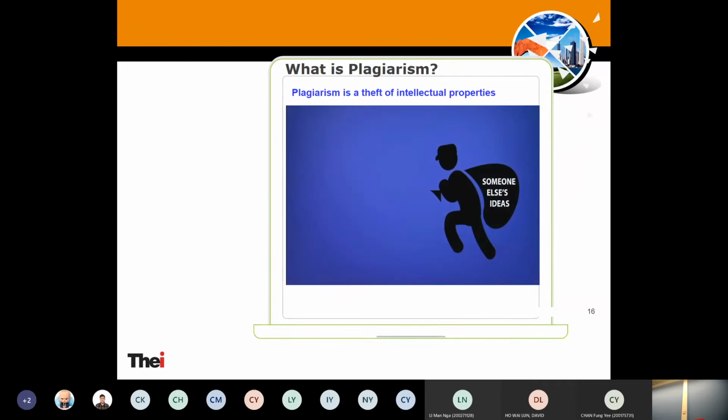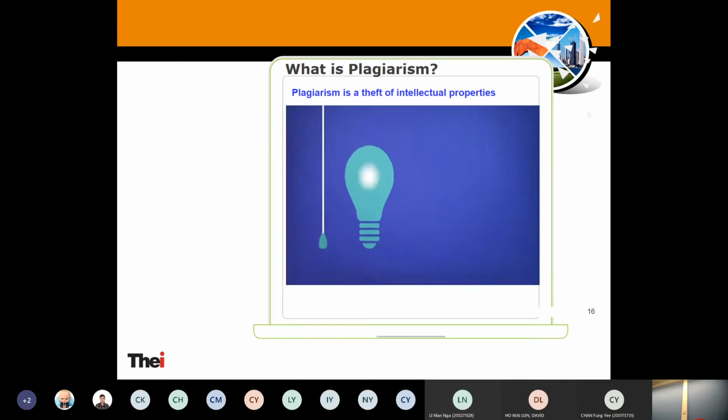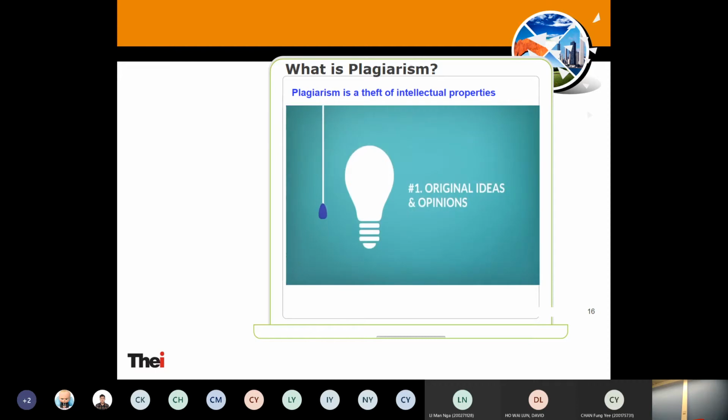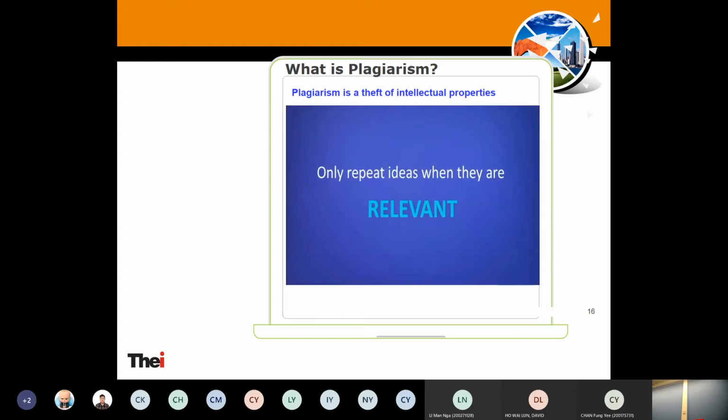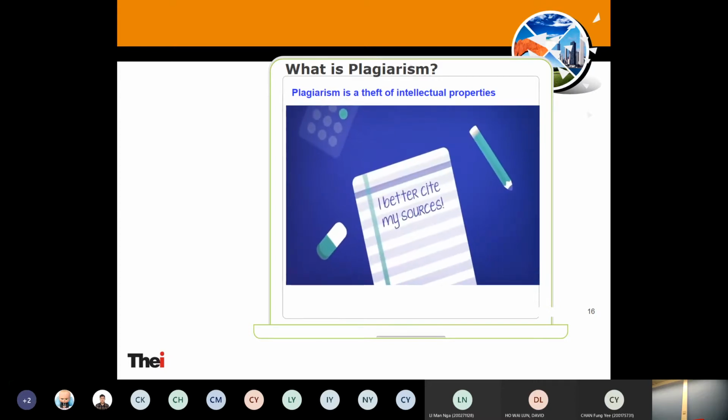Plagiarism can be either intentional or unintentional, so we need to look at ways to avoid being an information thief. Here are 5 easy steps to help you avoid plagiarism. Number 1, use original ideas and opinions. Write your own thoughts and explanations regarding your research topic. If you do need to use information from another source, be sure it is relevant. And if you do use it, make sure you cite it.